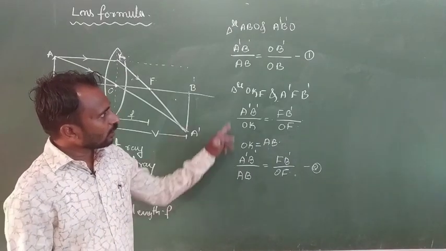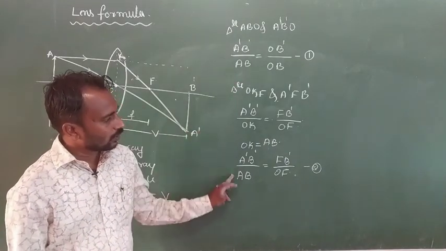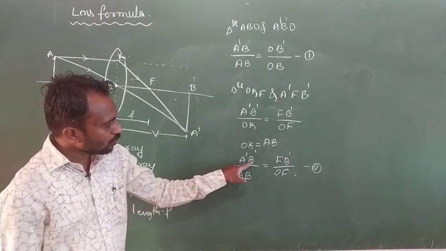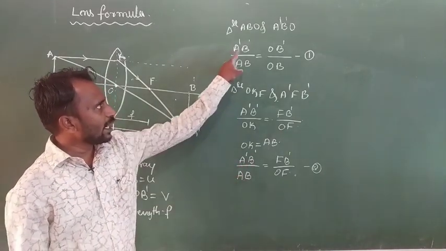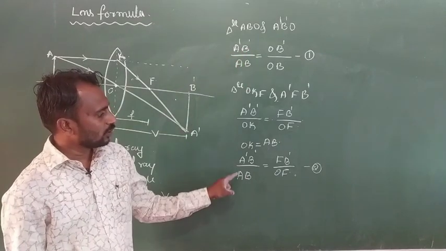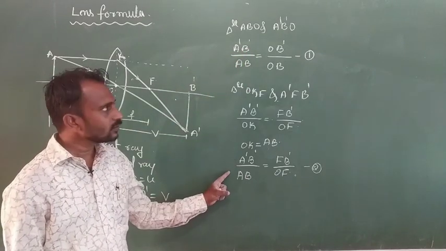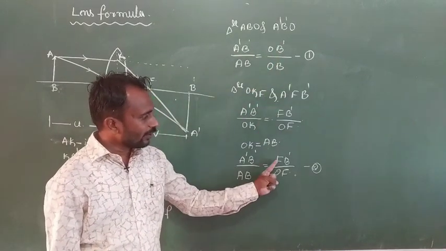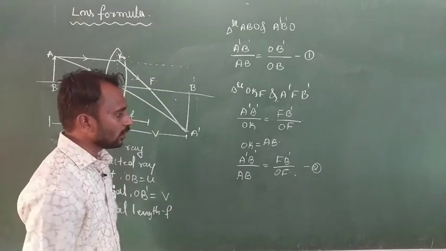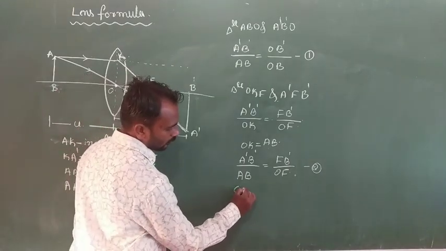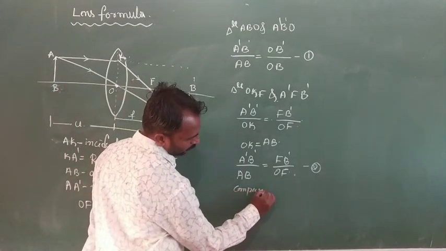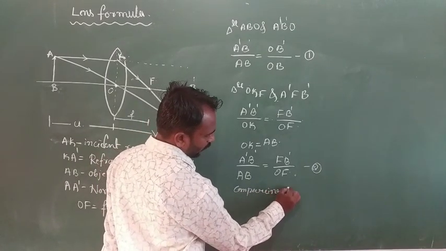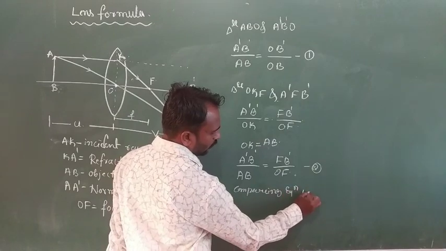Now just compare equations 1 and 2. A dash B dash divided by AB is the same in both, and is equal to OB dash divided by OB, and FB dash divided by OF. Comparing equations 1 and 2.